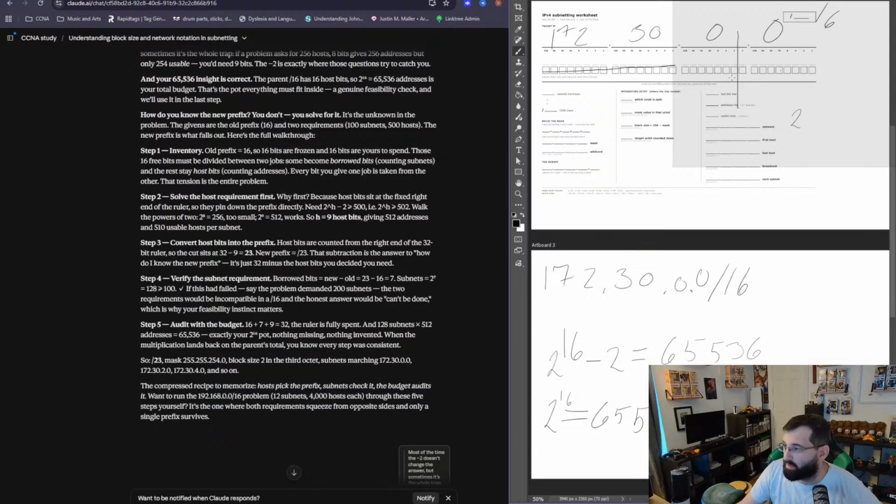That means that the line would be there, which makes sense because 8 plus 8 is 16, plus 1 more 8 would be 24, but we need 23, so minus 1. So there's the minus 1 right there. Okay, that makes sense. So the cut sits at 32 minus 9 equals 23. The new prefix is now /23.